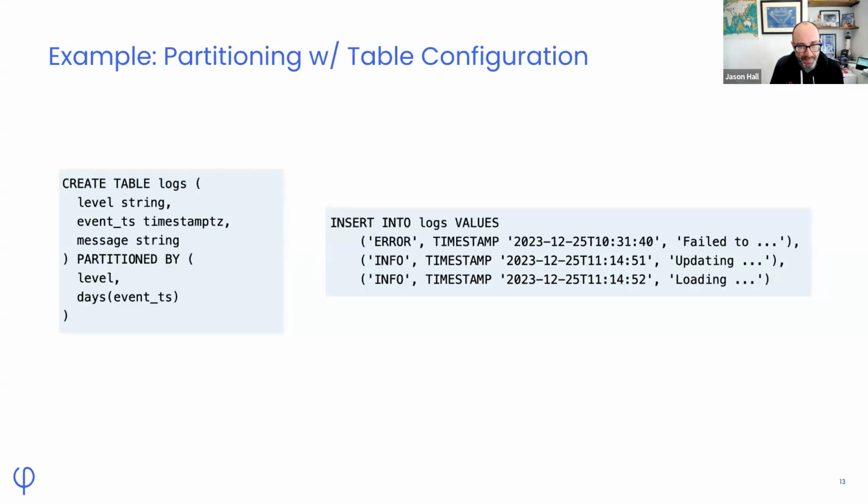Whereas you'll notice over on the right, when you insert into an Iceberg table, you insert the level, which is a string. That part is fairly easy, right? But then you can just insert a timestamp, and notice those timestamps have second precision, right? It's a timestamp down to the second. But Iceberg will then handle mapping that timestamp into a valid partition key, which is a day, and then use that day to partition the data, right?